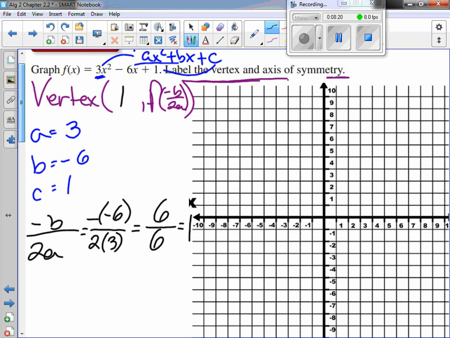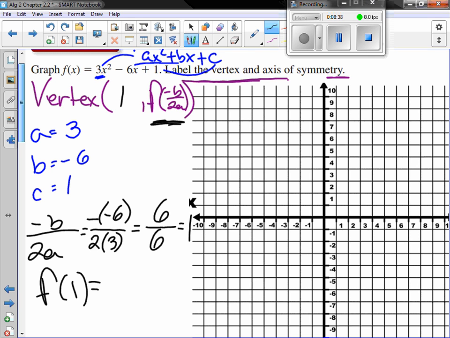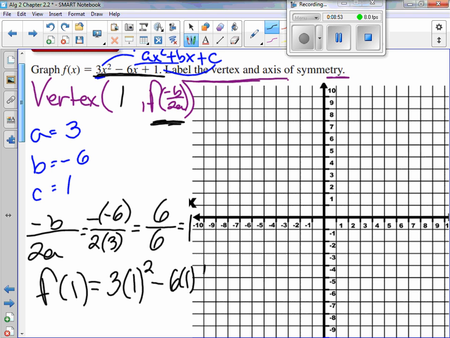Now, probably the confusing part is f of negative b over 2a, yes? Because that second part of this looks a little bit more confusing. This part right here, yes? But what's negative b over 2a? 1, right? So really what this is saying is f of 1. So what I'm going to do is take this function here, and anywhere there's an x, I'm going to replace it with 1. So we're going to have 3 times 1 squared minus 6 times 1 plus 1.